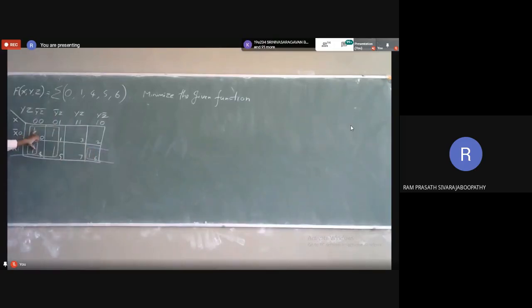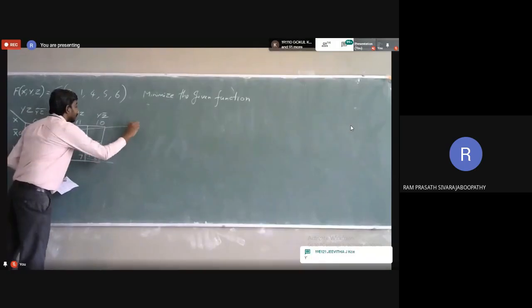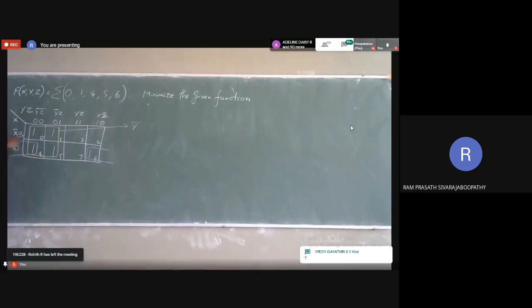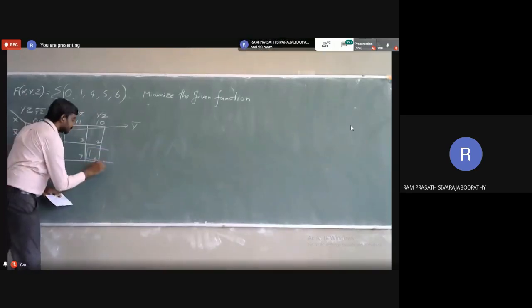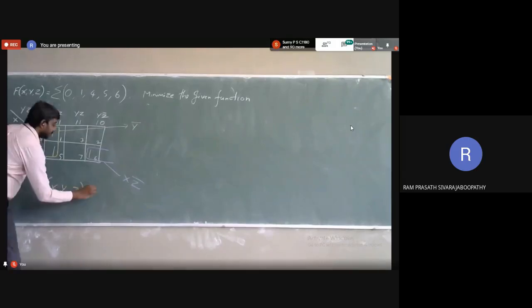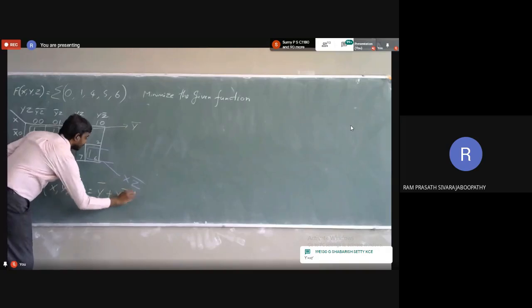So I am considering this particular group. Here we don't have any common terms in the row. Here it is x bar, here it is x. In the columns, what term is common? y bar z bar, y bar z. So in this group we get y bar. Fine. In the second group, in the row we have the common term x. In the column, y bar z bar, y z bar, z bar is the common thing. So x z bar. So the final expression f of x, y, z is equal to y bar plus x z bar.